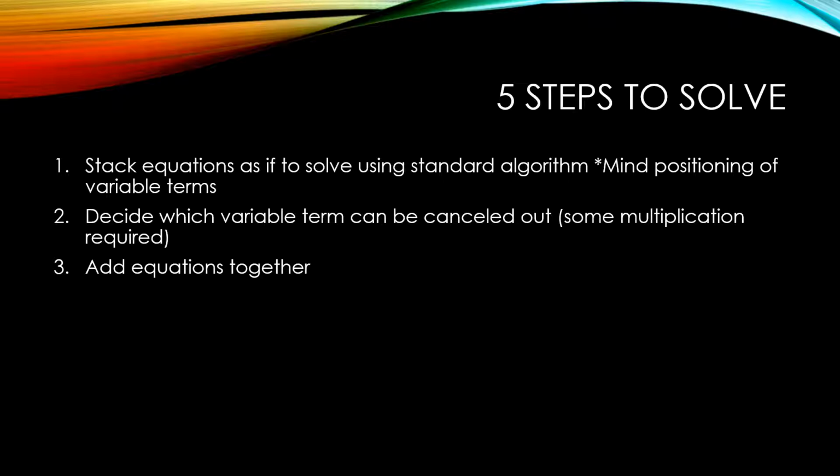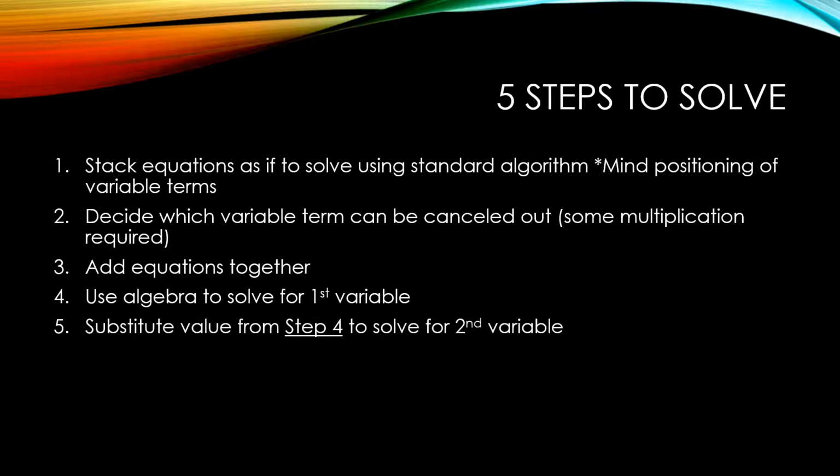Step number 3, you're going to add those two equations together, eliminating one of the variables. Step number 4, now that you have an equation with one unknown, you'll be able to solve for the first variable. And step number 5, you're going to go back and substitute your solution for the first variable into one of the two equations so that you can solve for the second variable.